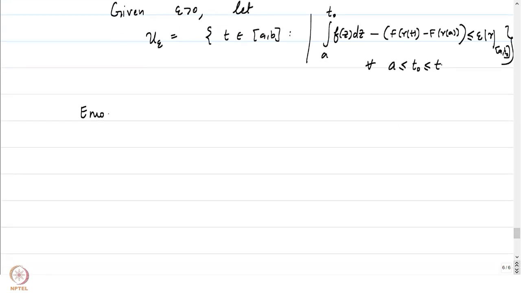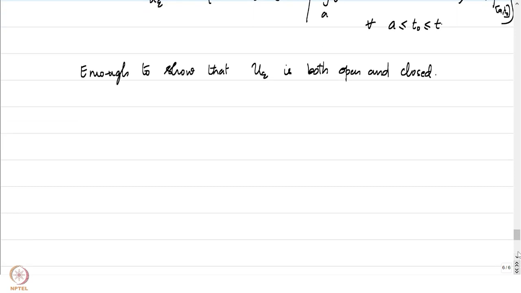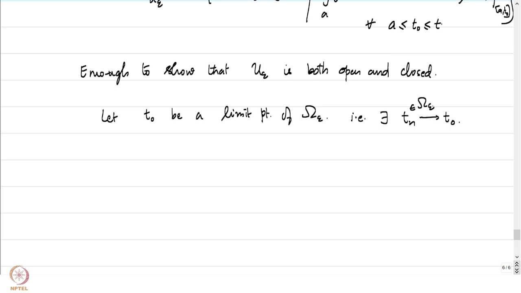So, it is enough to show that U epsilon is both open and closed. Let us prove its closedness. So, let t naught be a limit point of U epsilon. That means there exists t n converging to t naught, where t n are elements in U epsilon.